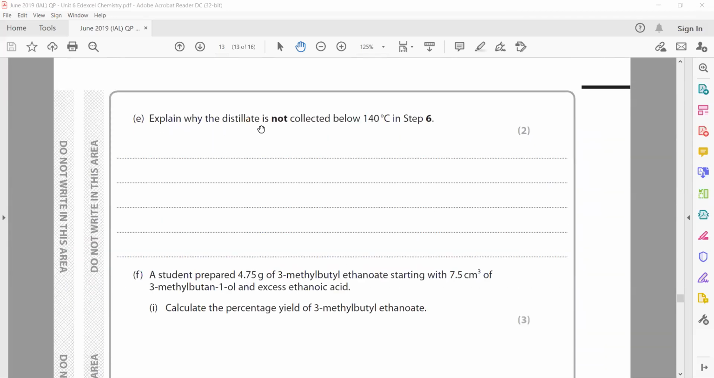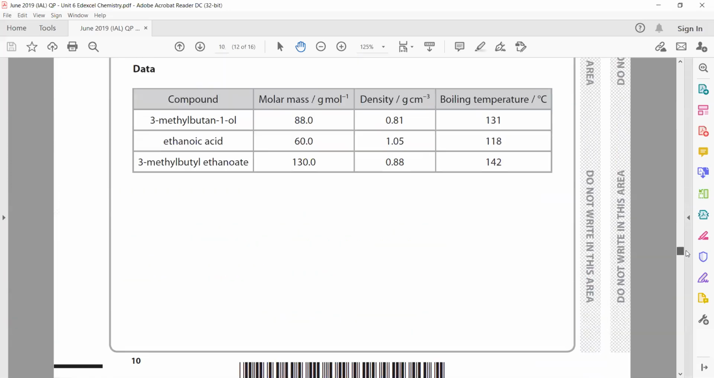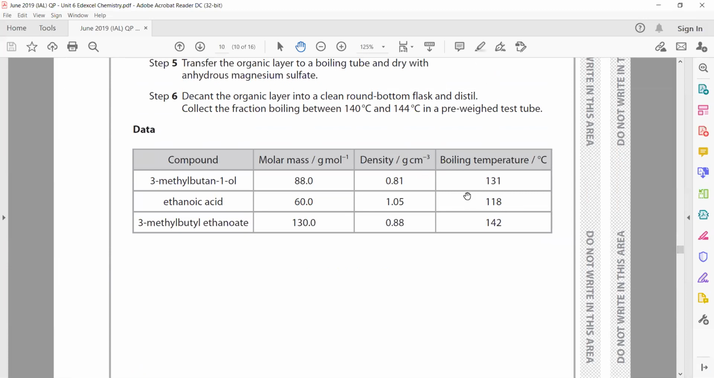Explain why the distillate is not collected below 140 in step 6. So why did we not collect a distillate below 140? Because our main product is 3-methyl butyl ethanoate. So why are we not collecting a distillate at the bottom, or below 140?